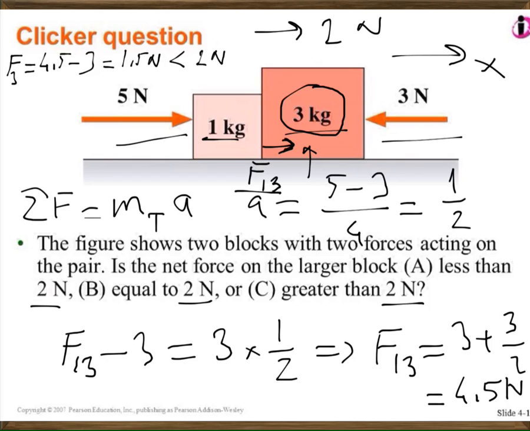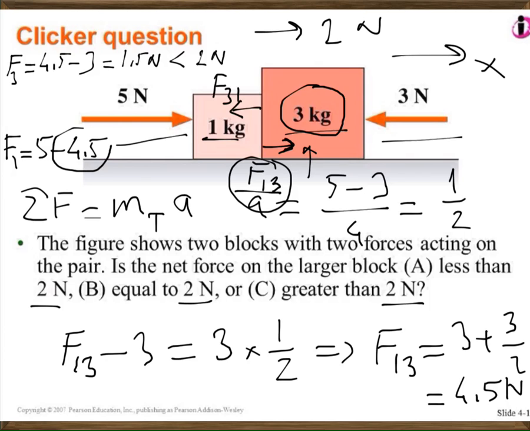It is according to Newton's third law. The contact force on the 1 kilogram body must be the same as F13, but it will be in the opposite direction. So the contact force on the first body, the 1 kilogram body, is, let's say, F31, and the net force on the first body, that F1, is 5 minus 4.5.